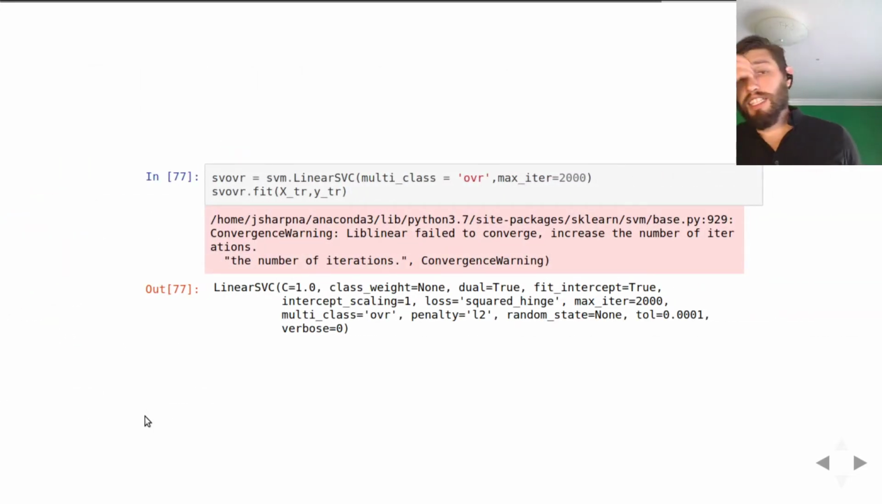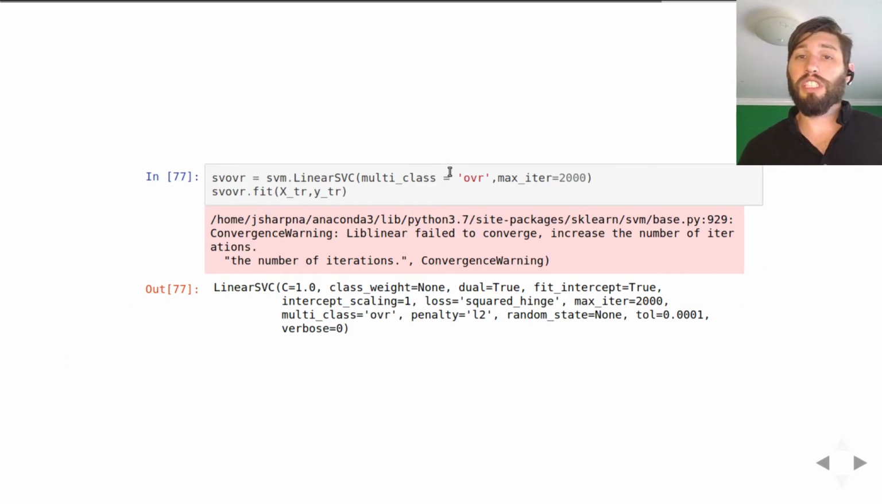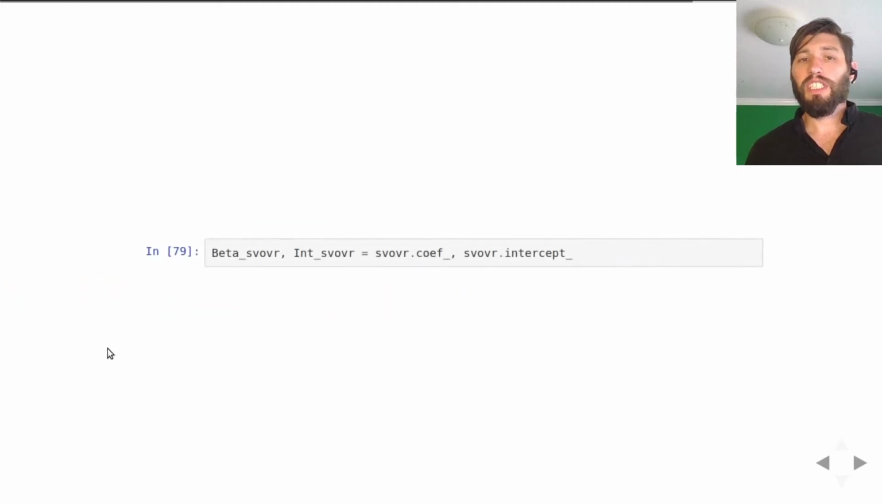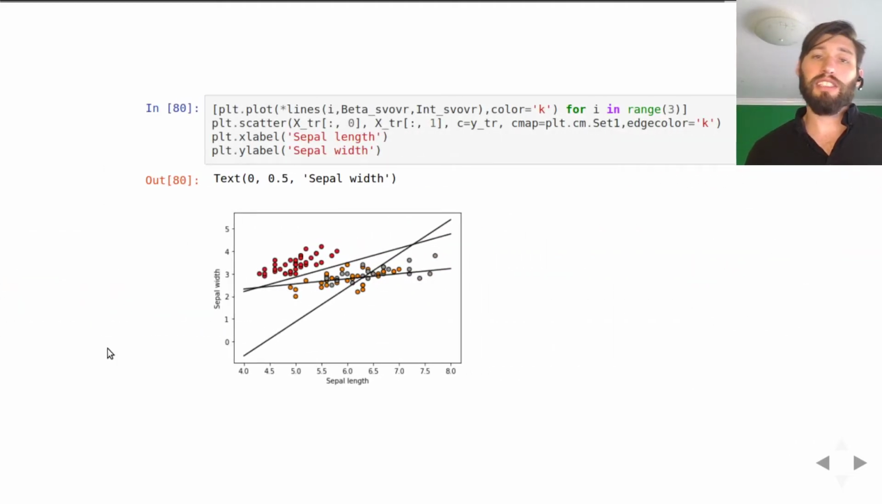So let's instead use linear SVC, and we're going to use the OVR, which is the one versus rest multi-class setting. Remember, this is going to build k different binary classifiers, thinking of the class as the positive samples and the rest as the negative samples. We can also extract the betas and plot the lines corresponding to the one versus rest. And this actually turns out to look quite nice, right?